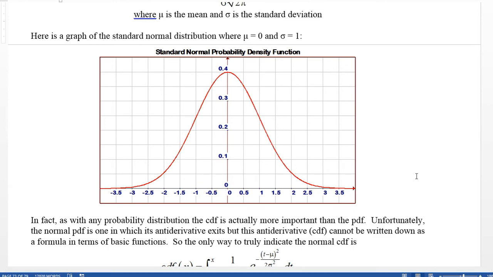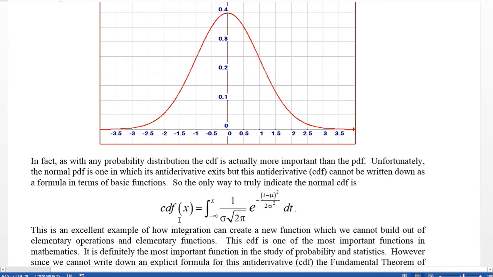Okay, and so in fact, as with most distributions, what's really more important than the PDF is the CDF. And of course, the CDF then is the integral of that PDF from negative infinity up to x. Well, this defines an antiderivative of this function. The CDF is one of those antiderivatives, and this is the one that we want.